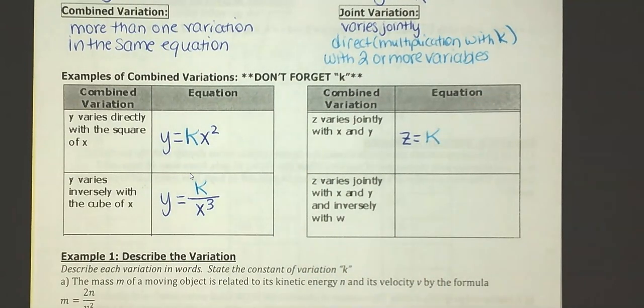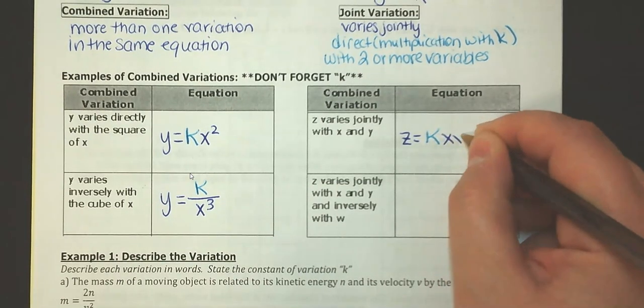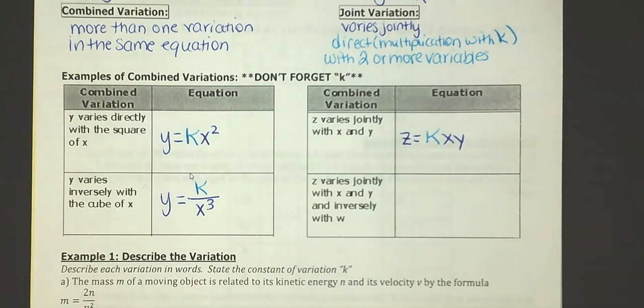Now, this one is that one right above jointly. It says jointly with x and y. X and y, that's all it means is to multiply those together. So this would just be kxy, just like that. Jointly means whatever follows the jointly gets multiplied together.